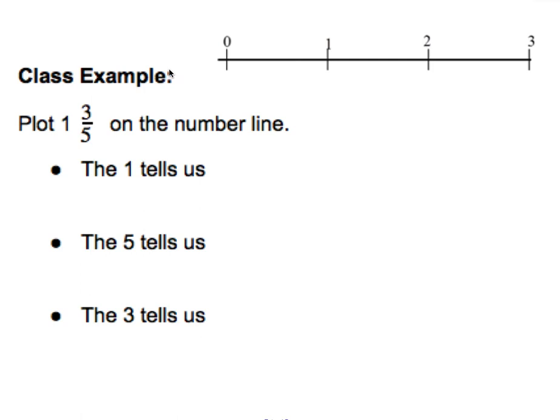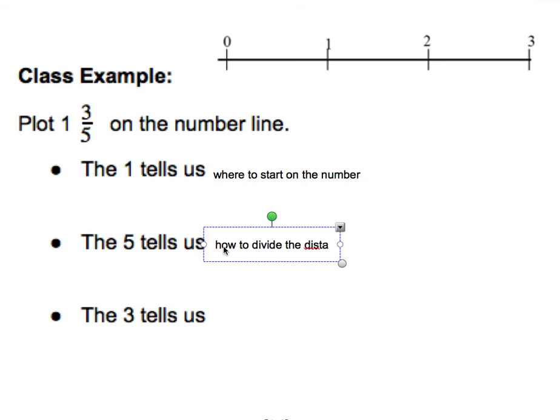So if I want to plot 1 3/5 on a number line, the 1 tells us where to start. So the big number 1 tells me I'm going to start at 1. And then I want to go 3/5 from 1, in the positive direction. The 5 tells us how to divide the distance of each segment. And what I mean by each segment is the segment between 0 and 1, the segment between 1 and 2, the segment between 3 and 4. I want it divided into 5 equal spots. If it was 7 on the denominator, then you would put 7 equal spots.